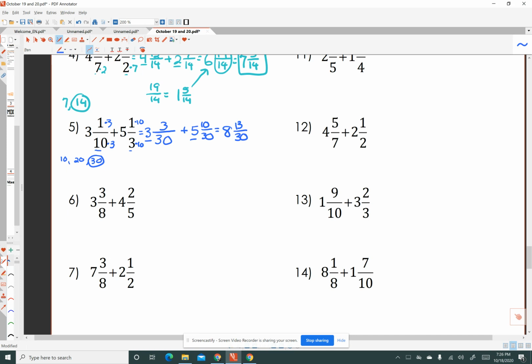And that is simplified as far as we can. That's a final answer.